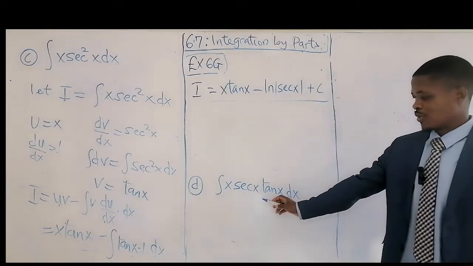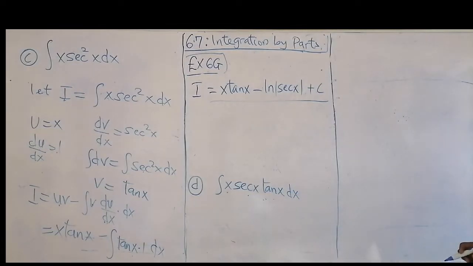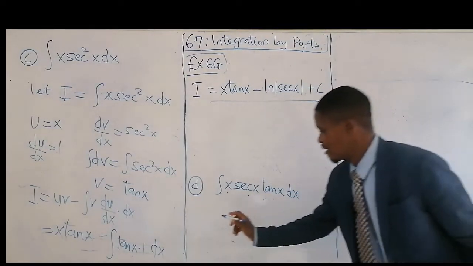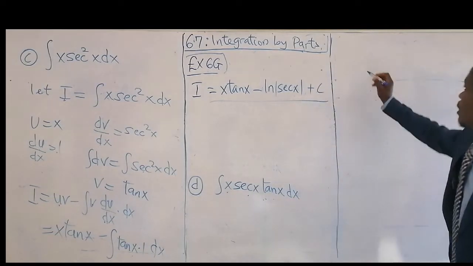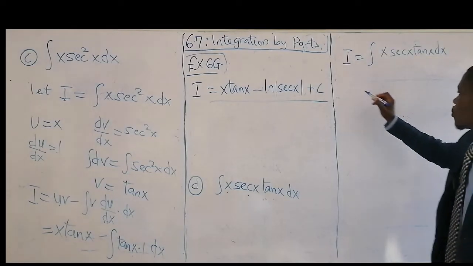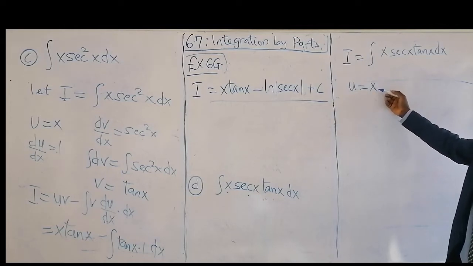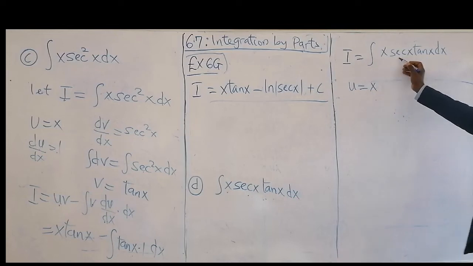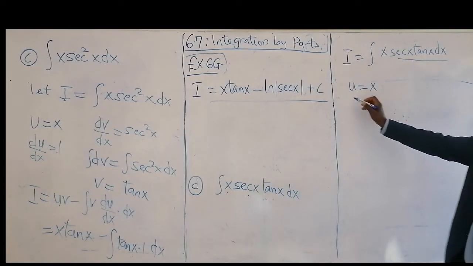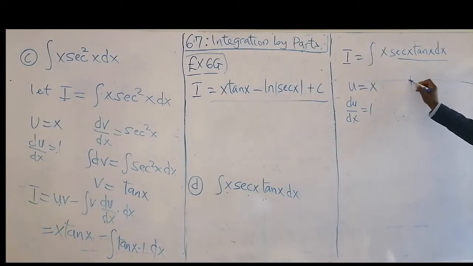Yeah, the d part, we have this one, the integral of x sec x tan x. So what we do in this case, let I represent the integral. In this case u is going to be this, because the moment you differentiate it becomes simpler, and you can't go for the other one, so you're just wasting your time. So du dx is 1. Then this one is your dv dx, which is sec x tan x.